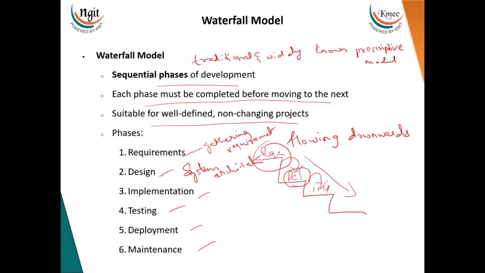The next phase is the implementation phase. This is where the actual coding happens. Developers start building the application, based upon the design they got in the previous stage. The next one is testing.